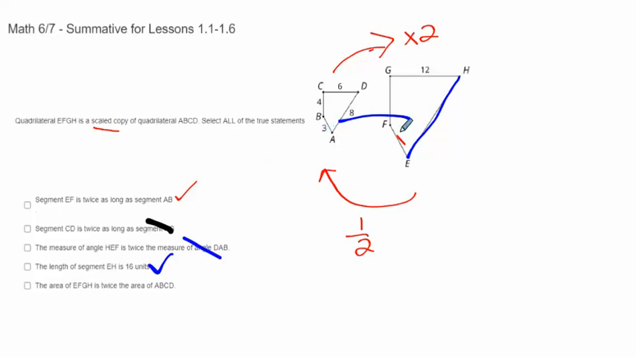So remember when we talk about area, it's the area of the original, oops, let me write that. It's the area of the original times the scale factor squared. Okay, so the area will definitely be different. So it's only this one and this one.